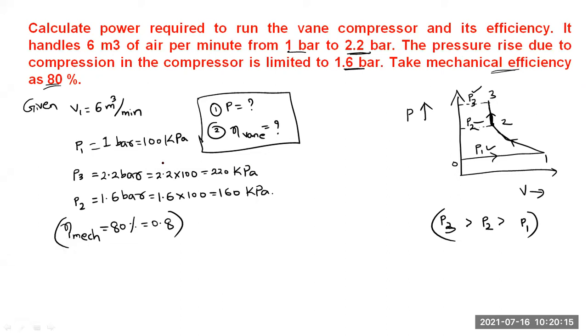And here all the pressures we have got. The lowest pressure is 100, which means in this line the pressure is 100 kilopascal. The highest pressure is 220 kilopascal, and the intermediate pressure is 160 kilopascal. And for this process 1 to 2, it is an isentropic or adiabatic process. So we can apply the formula PV to the power gamma equal to constant.